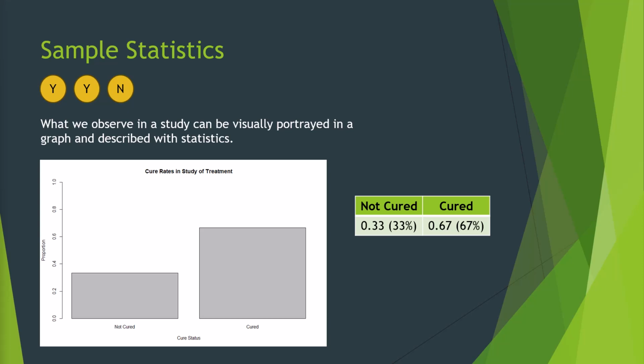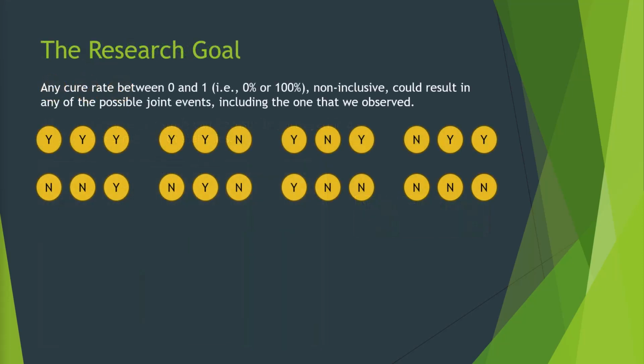Any cure rate between 0 and 1, that is 0% or 100%, non-inclusive, in other words, not including 0 and 100%, but only anything between those, could result in any of the possible joint events, including the one that we observed. So we could have had a cure rate of, say, 20%, or a cure rate of 82%, or a cure rate of 7%, and we could observe any one of these possible 8 outcomes.